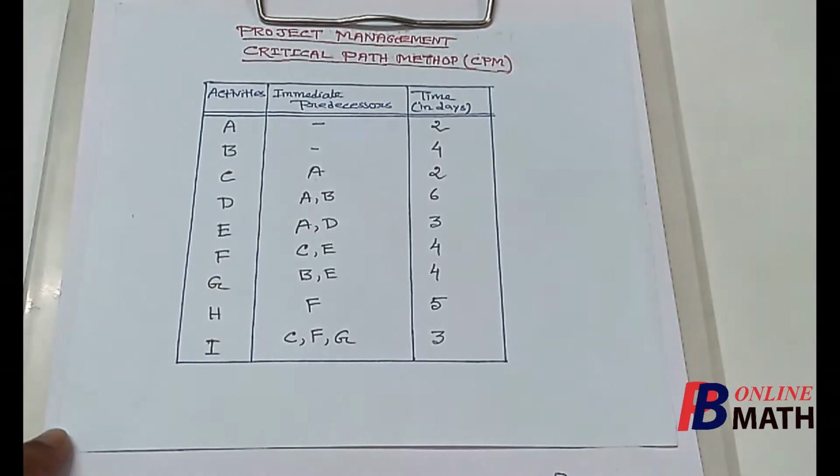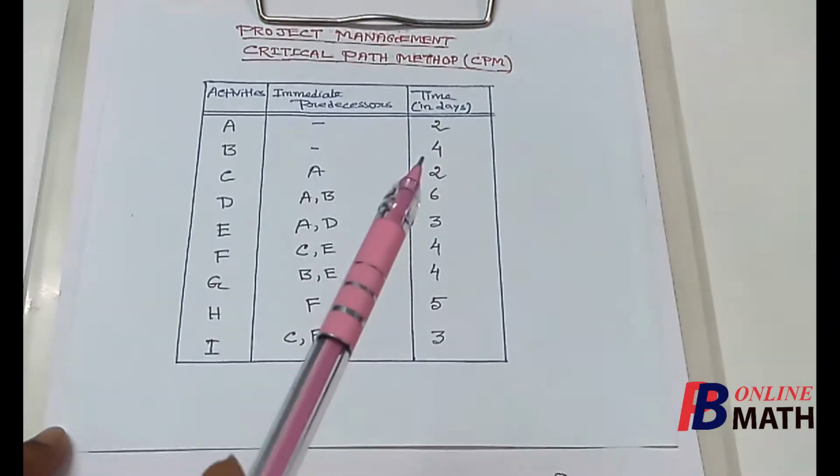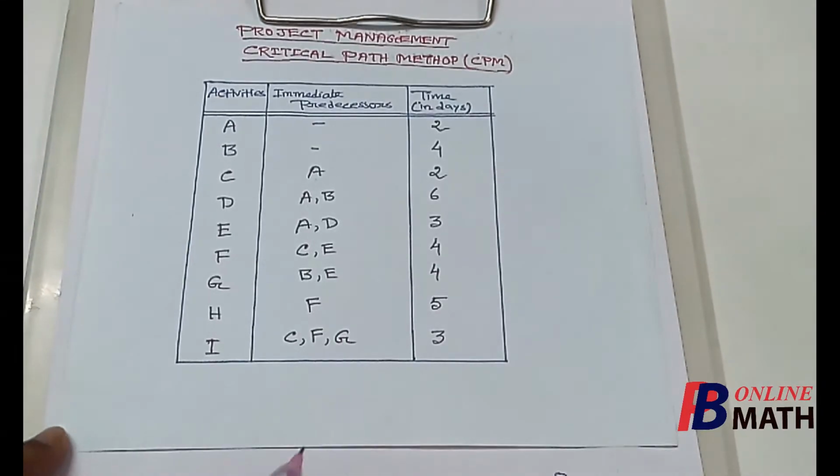Hello everyone, we are going to discuss the critical path method in project management. Suppose there is one project which has several activities, given by A, B, C, D, E, F, G, H, I. So there are 9 activities in the project, and the time required to complete each of the activities is given in the last column of this table.